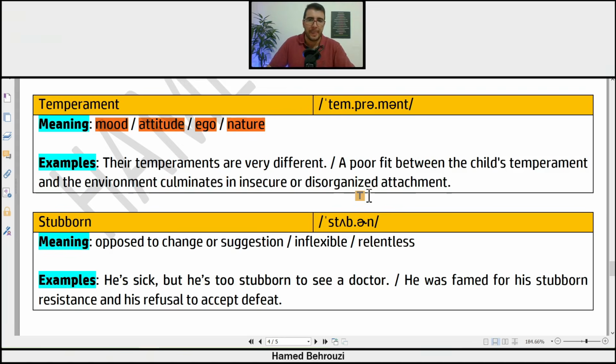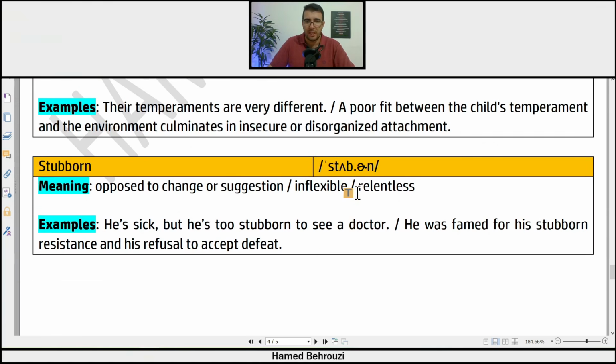Okay, anyway. Then we can continue to the next one. Stubborn. It's an adjective that we can use to talk about people. The stubborn people are inflexible, are relentless. They are opposed to change or suggestion. Like you tell them, okay, this is good for you. Just do it. It will help you. Just visit the doctor. They say, no, I don't want to do it.